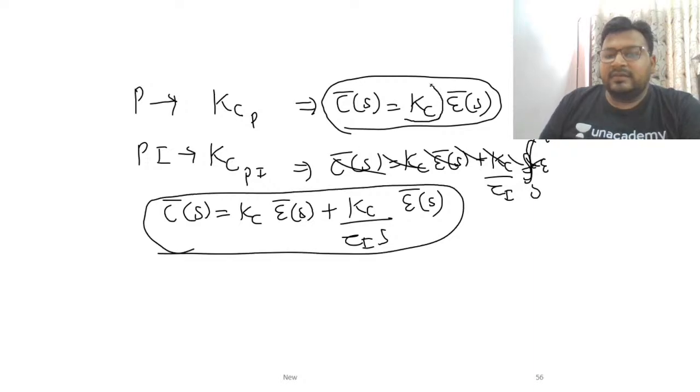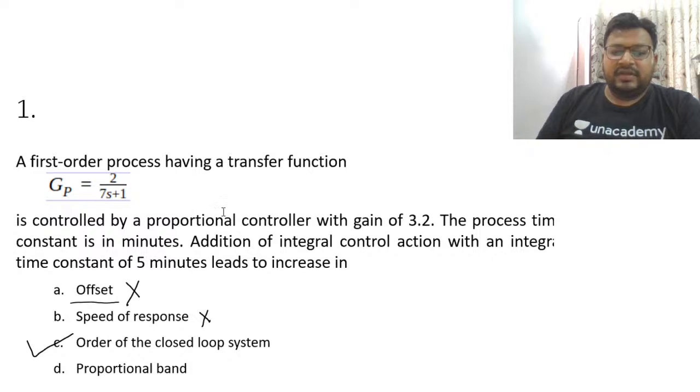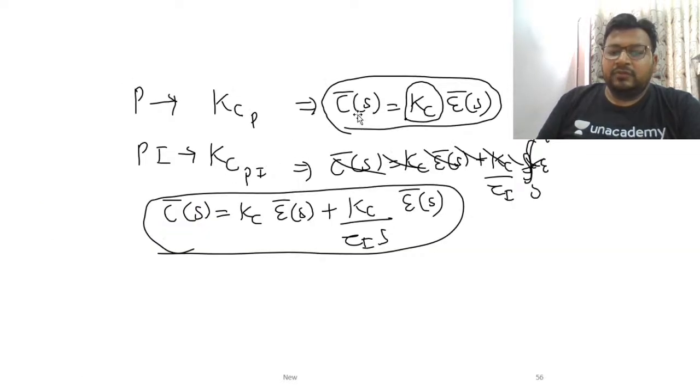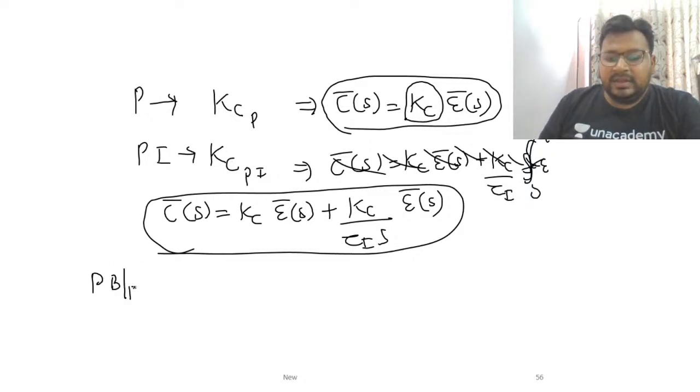Here this is a value of Kc which is a fixed value. In the question it is given as 3.2. So for that fixed value of 3.2, there is a fixed value of the proportional band. So what I did now, keeping the value of proportional band same, means the proportional band of the P and the proportional band of the PI I kept same.